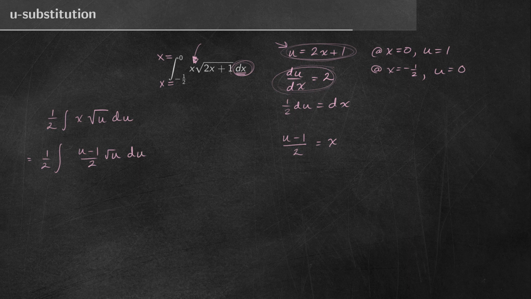And I haven't put any numbers on the bounds yet, but I can at this point do that because I've rewritten my problem entirely in terms of u. So I can use my new u values. I said when x was negative 1/2, u was 0. So I can put a 0 there. And then when x was 0, u was 1. So I can change that to a 1 right there.